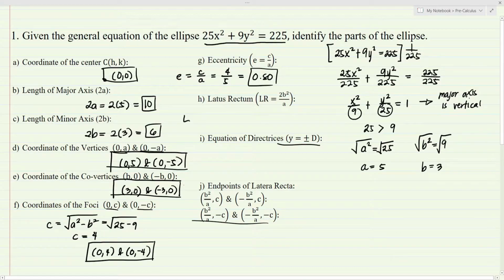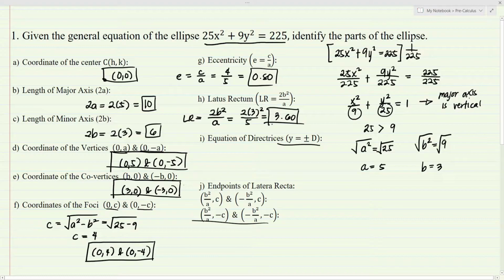For the latus rectum, the formula is 2b squared over a. So, plugging in the value of b and a, I would have here 2 times 3 squared over 5. So, this would be equal to 2 times 9, that is 18, over 5. In decimal form, that would be 3.60.